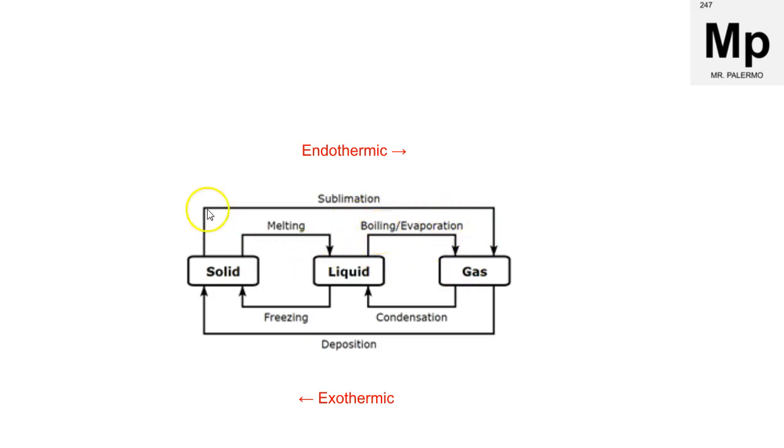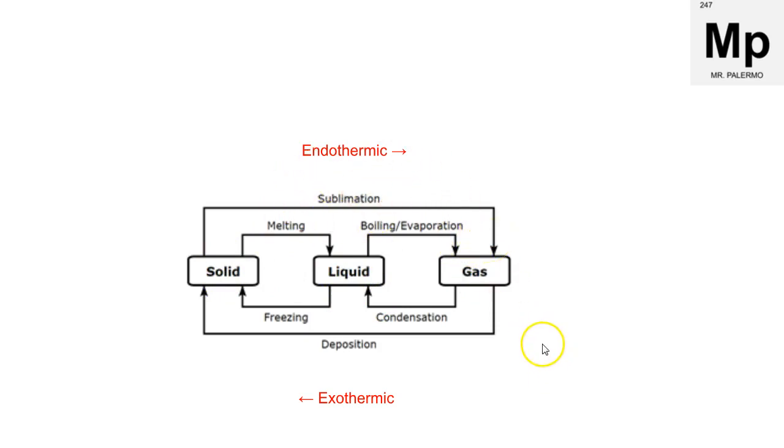And there's also a process where we can go right from a solid to a gas for certain substances, like solid carbon dioxide, known as dry ice, or our solid iodine, where it skips the liquid phase and goes right from a solid to a gas, and that's our sublimation.